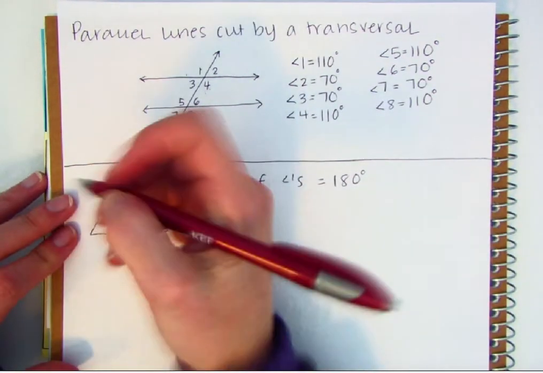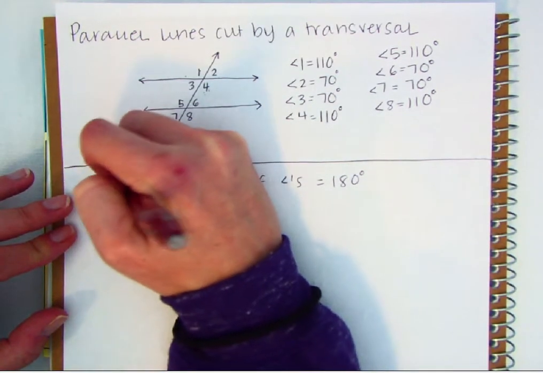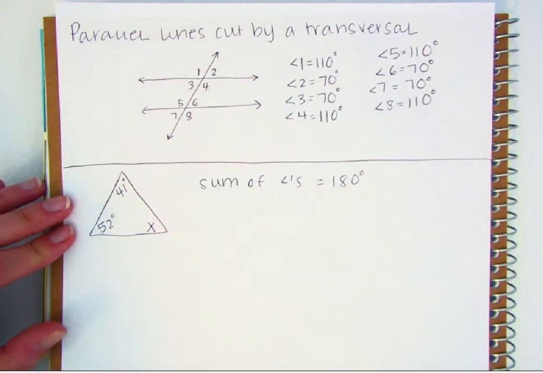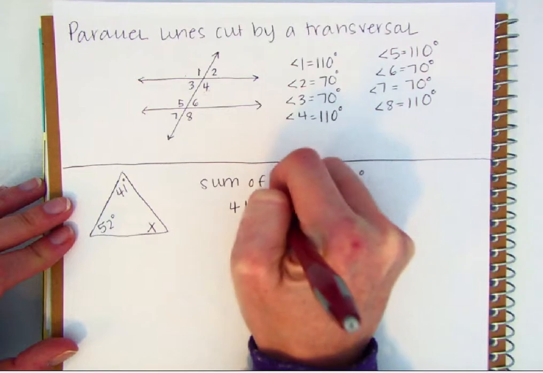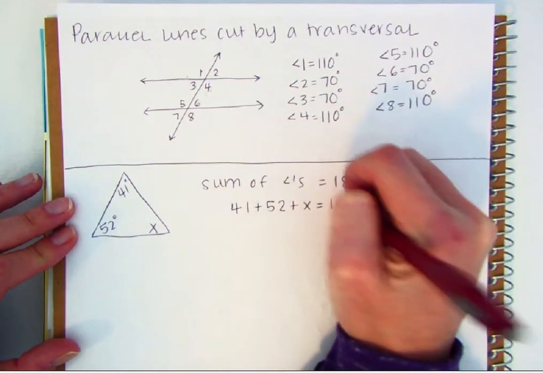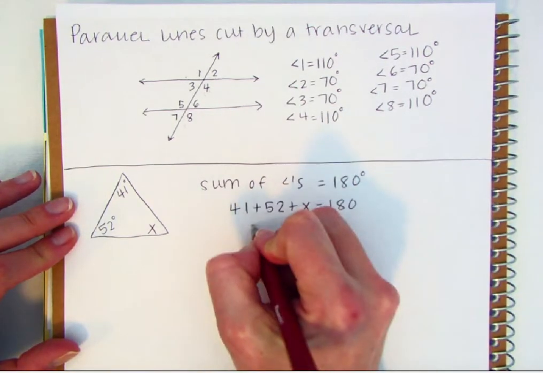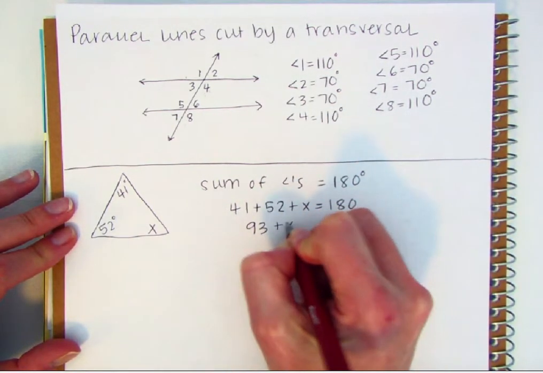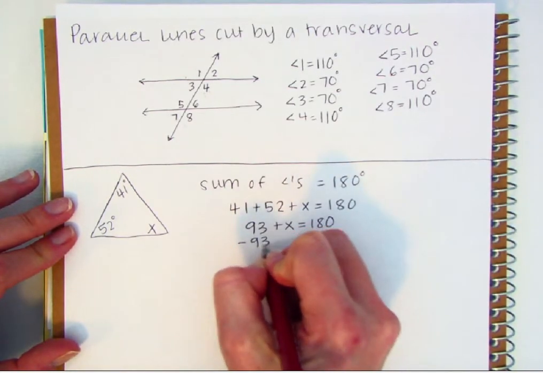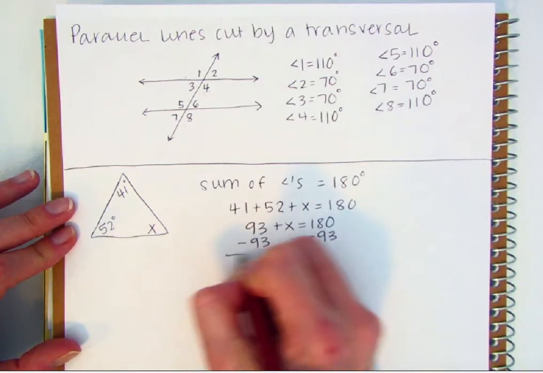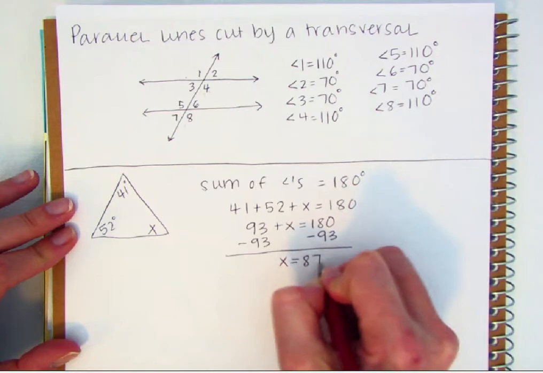So if I told you that this angle is 52 degrees and this angle was 41 degrees and I asked you to find x, we would set up an equation: 41 plus 52 plus x is equal to 180. So 41 plus 52 is going to give me 93, plus x is equal to 180. Then I subtract 93 from both sides, and I'm left with the fact that x is equal to 87 degrees.